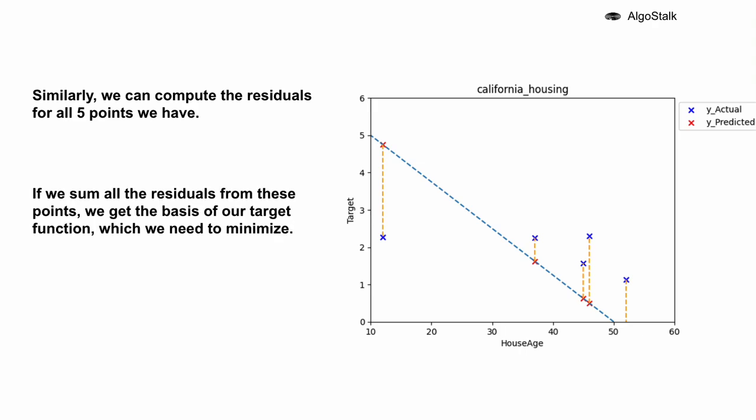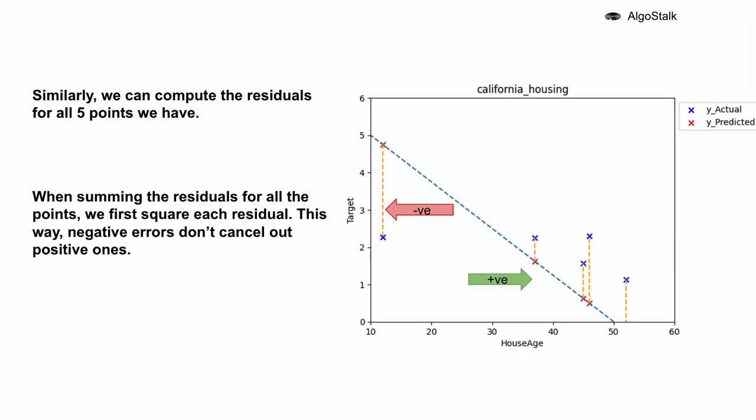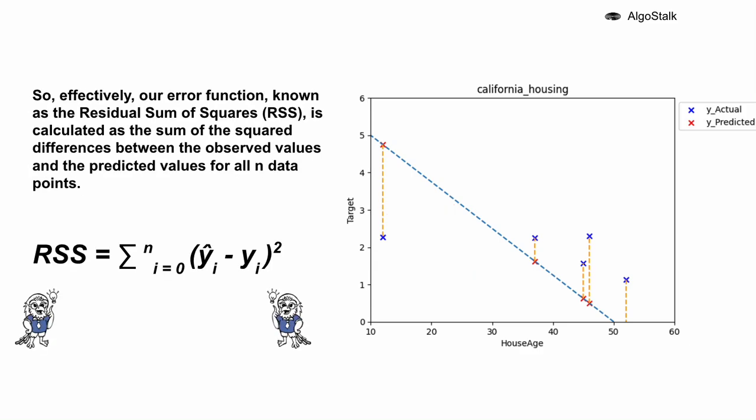If we sum all the residuals from these points, we get the basis of our target function, which we need to minimize. When summing the residuals for all the points, we first square each residual. This way, negative errors don't cancel out positive ones. So, effectively, our error function, known as the residual sum of squares or RSS, is calculated as the sum of the squared differences between the observed values and the predicted values for all n data points.